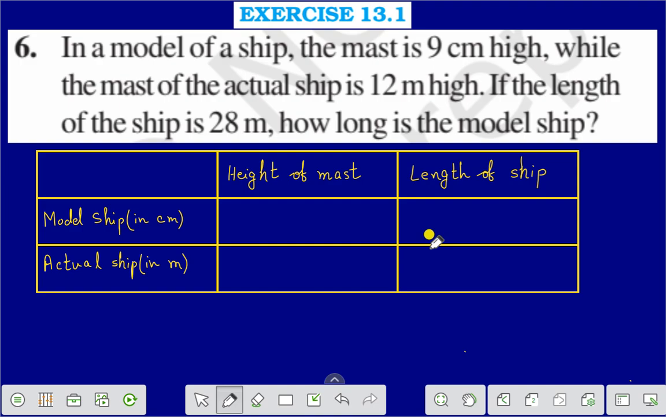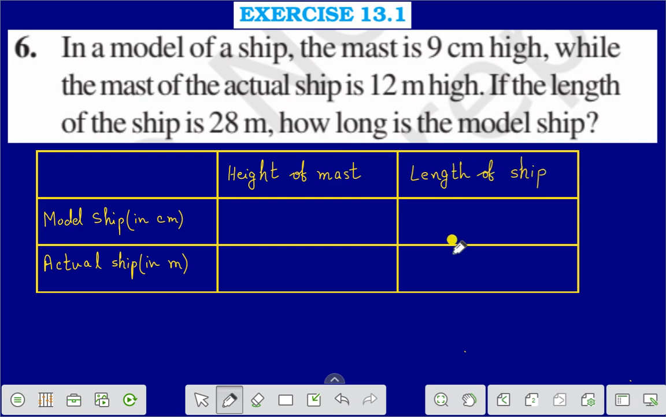In a model of a ship, the mast is 9 cm high, while the mast of the actual ship is 12 meter high. If the length of the ship is 28 meter, how long is the model ship? Let us find out. Here we have made a table, like this is model ship in centimeter and actual ship in meter. This is height of mast and this is length of ship.